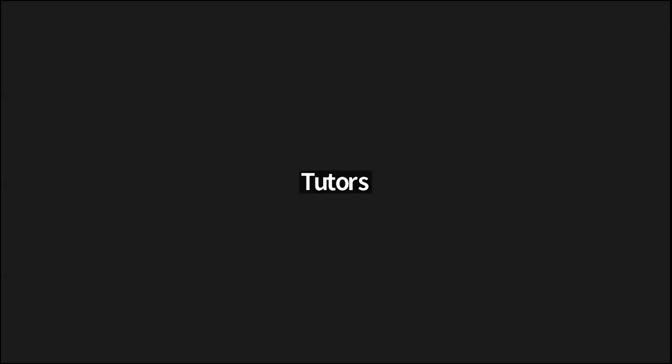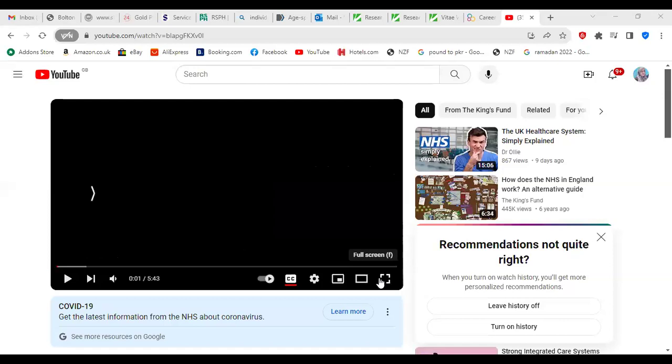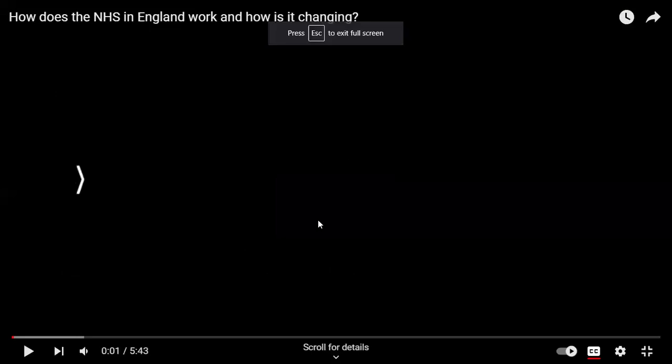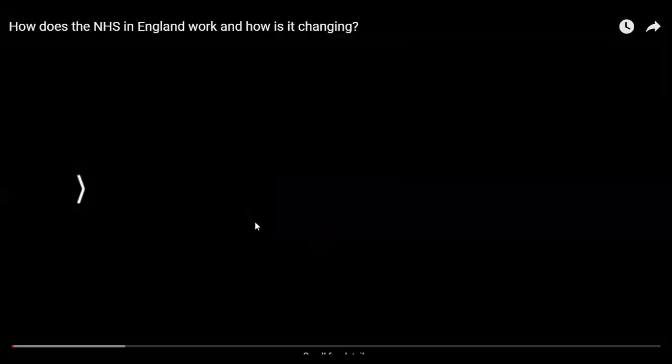It says how the NHS works in the UK. Is there legislation that governs the practice that goes on in the NHS? Yes, there's proper registration also. Yeah, that's one of the policies. Yes, thank you. So how does the NHS in England work? How is it changing? We'll have a look at it.